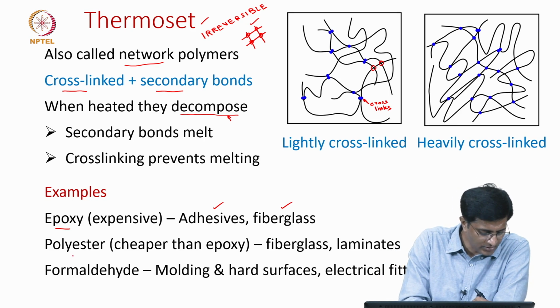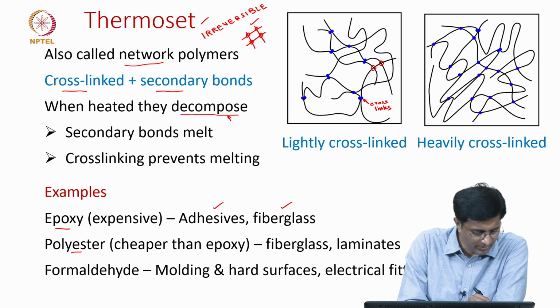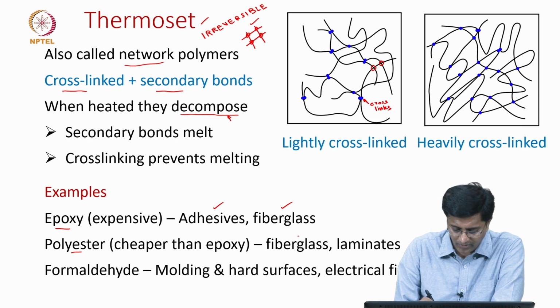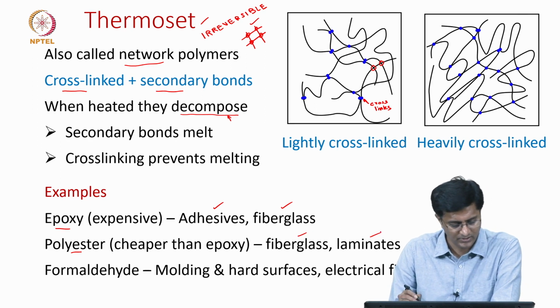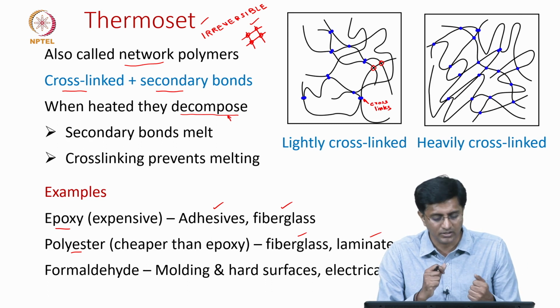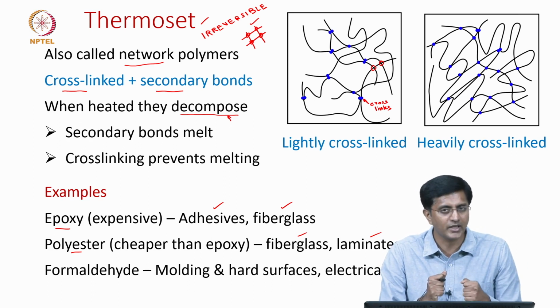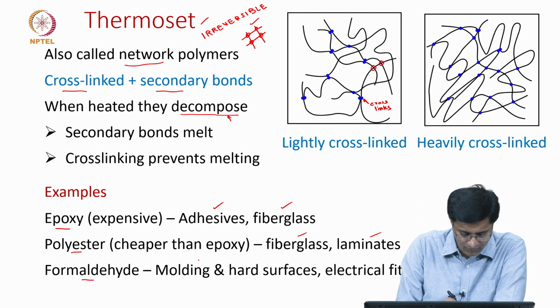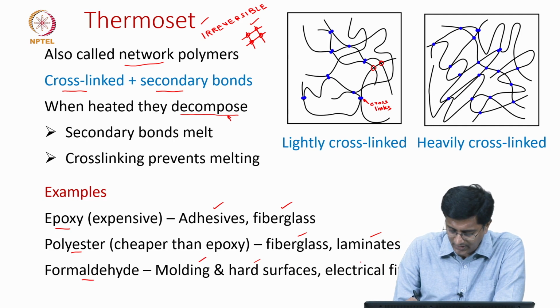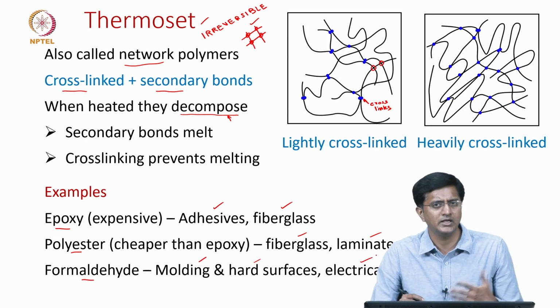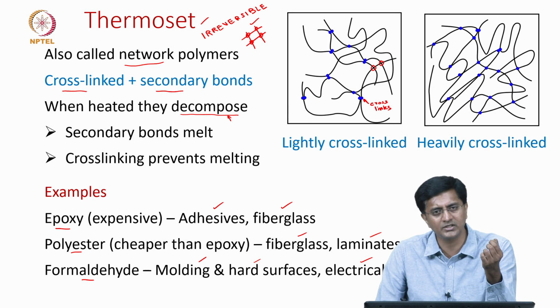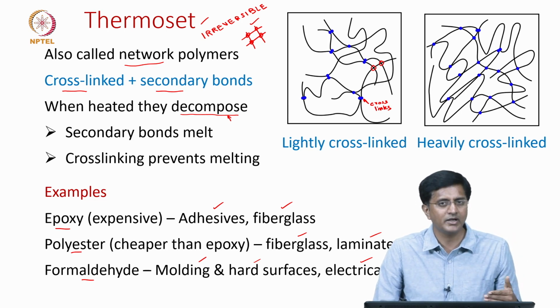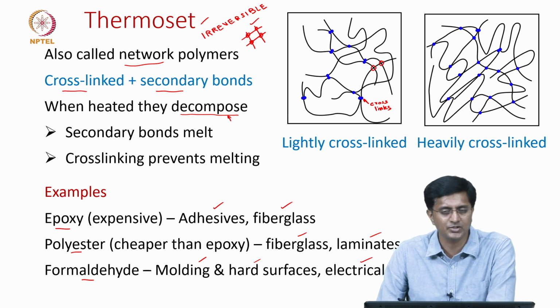But in addition to epoxy, there is a cheaper alternative for it, which is the polyester, again used for fiberglass and laminates. So it too is a thermoset, meaning these are strong, but not as strong as epoxies. Another example is the formaldehyde, which is used for molding and hard surfaces as well as for electrical fittings. In a few videos back, we said that for electrical fittings, previously people used bakelite, but then formaldehyde has replaced those bakelites for electrical fittings.